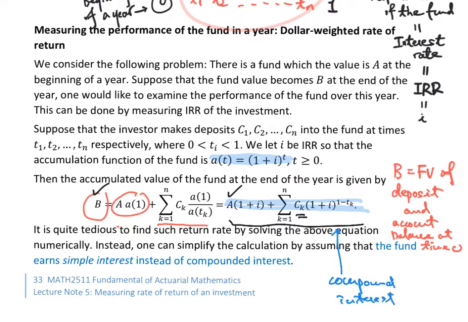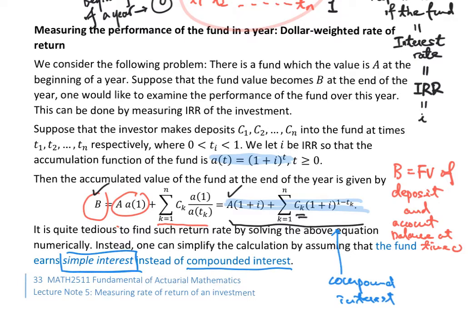Okay, so you've got your accumulation function, and then you set up this equation, and then you solve for i. Now, because we assume compound interest, the equation is complicated. So in order to simplify the structure of this equation, what I'm going to do is, instead of assuming that it earned compound interest, we will try to assume that it earned simple interest instead.